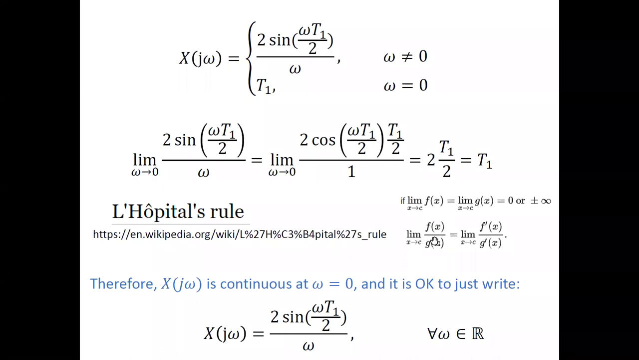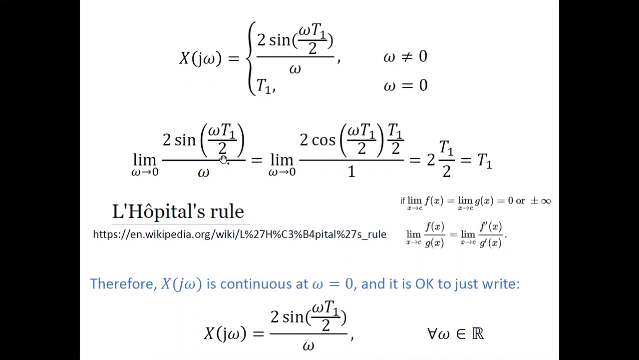Say we have something we need to calculate the limit for. On the numerator is f(x), on the denominator g(x). What we know is that as x approaches some constant c, both f(x) and g(x) go to zero, or both of them go to infinity. Then to calculate the limit of their ratio when x approaches c, we can take the derivative of f and g over x respectively, and calculate the limit of the ratio of their derivatives.